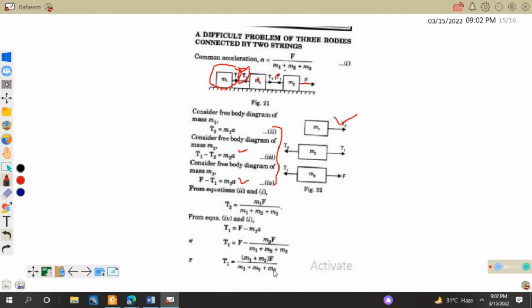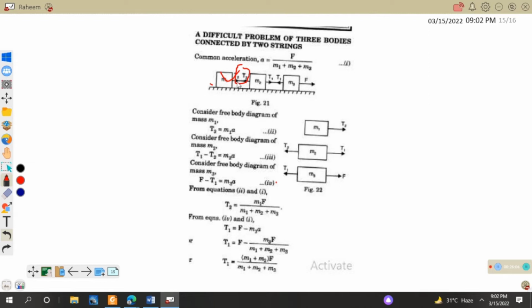So what we are noticing, if we find T2, so if I erase this, then I will be able to show you. Yes, T2 is the tension between m2 and m1 when our applied force was on m3. So T2 is equal to m1 a, because only one force was acting on m1. So in this case m1 is contributing.